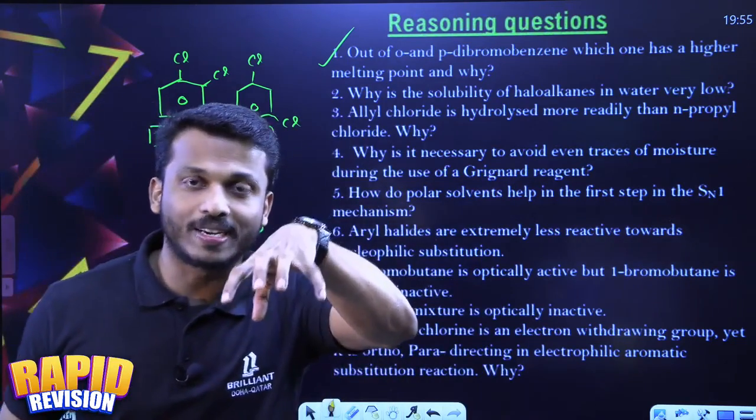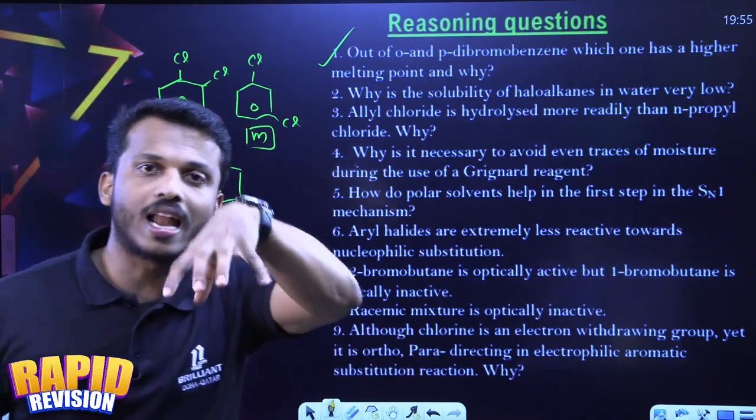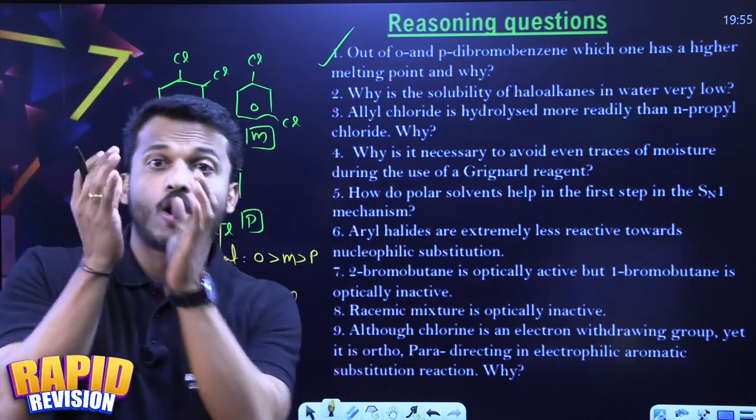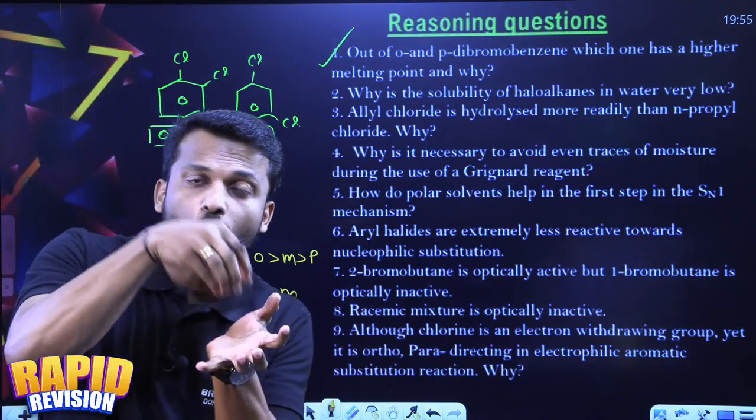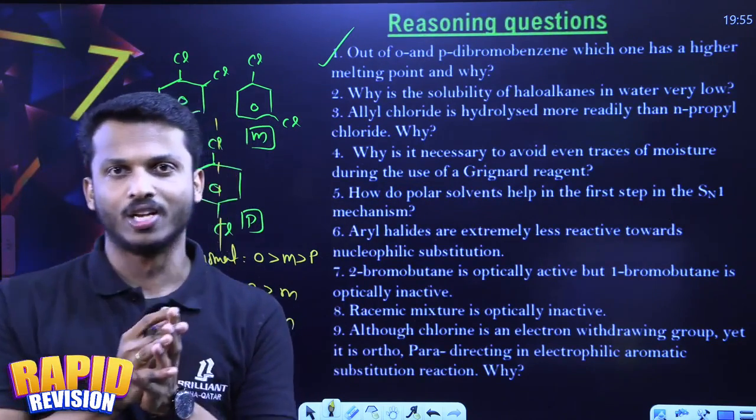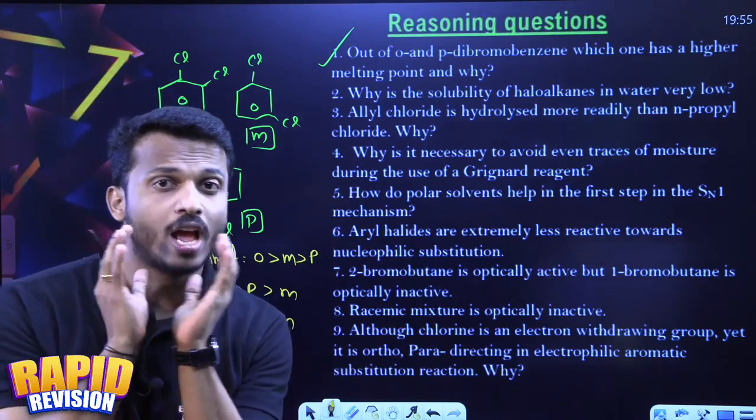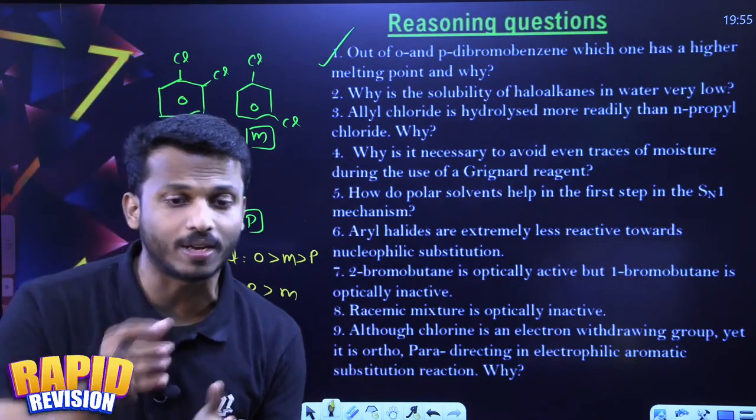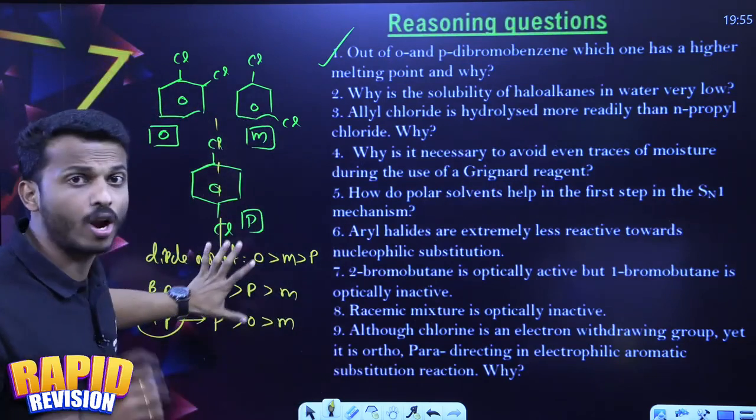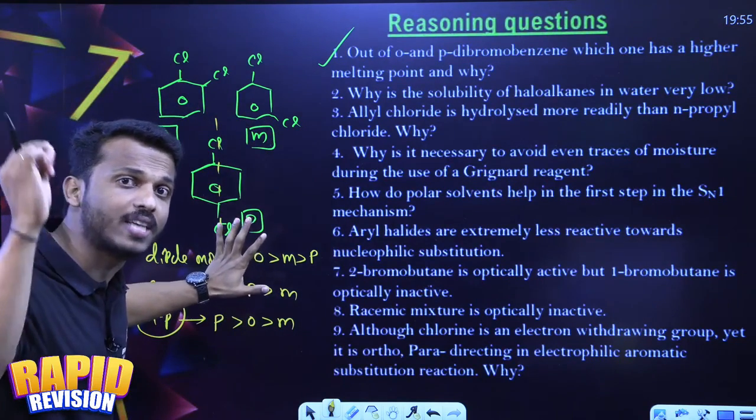Because of high symmetry, they occupy the crystal lattice tightly and properly. Because of the high symmetry of para dichlorobenzene, they can occupy the crystal freely and tightly packed. So it will be rigid, and it becomes what? High melting point. So with high symmetry, they can occupy the crystal tightly. Dear all, that's the main reason why para has the highest melting point.